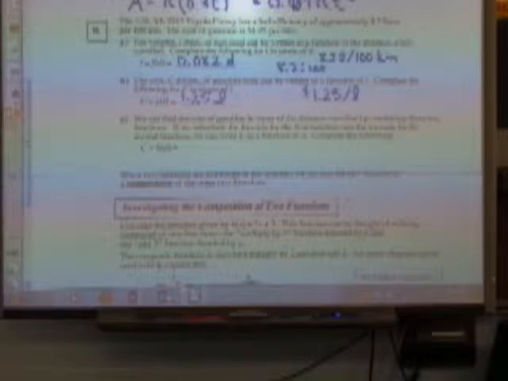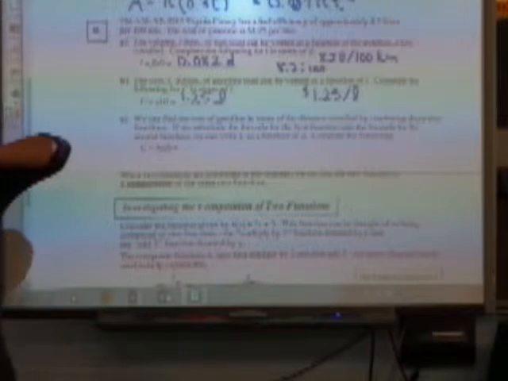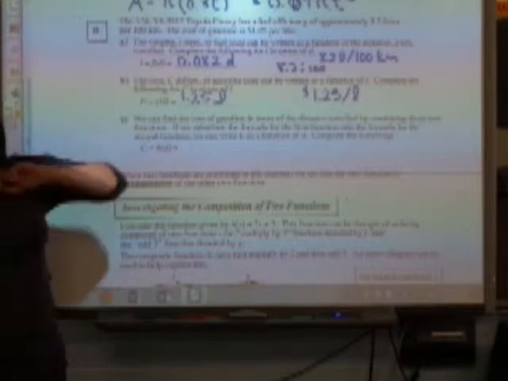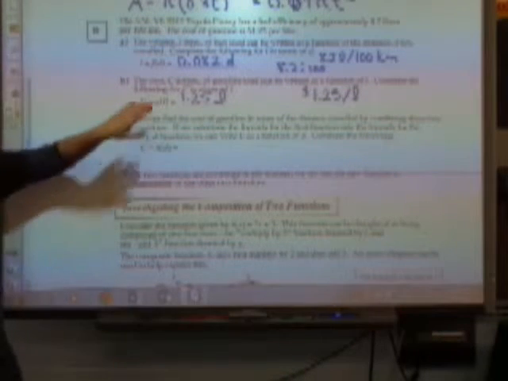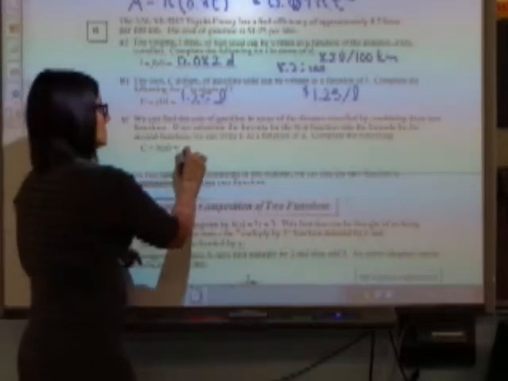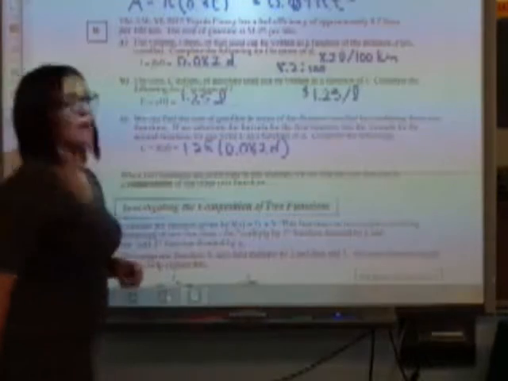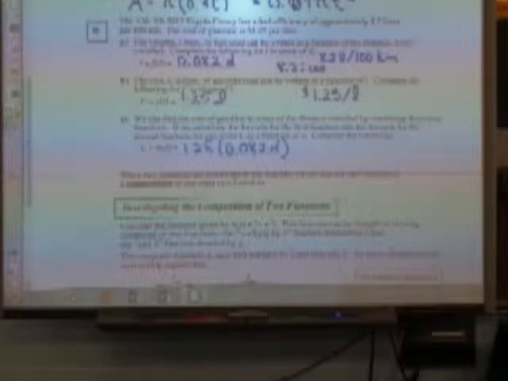Now we want to find out the cost of gas in terms of the distance traveled by combining the two functions. So if I notice cost is written as $1.25 times L, and L is written as 0.082 times D. So if I take the equation that I developed for L and substitute it into this equation, I now have an equation that is only in terms of D. So if I take $1.25 and I multiply it by 0.082, what do I get?